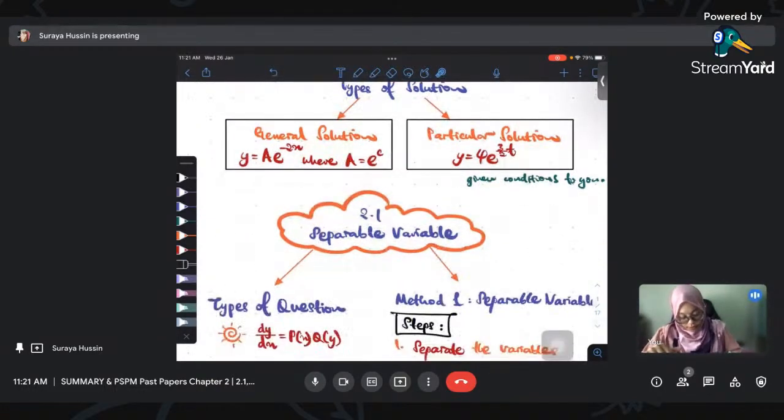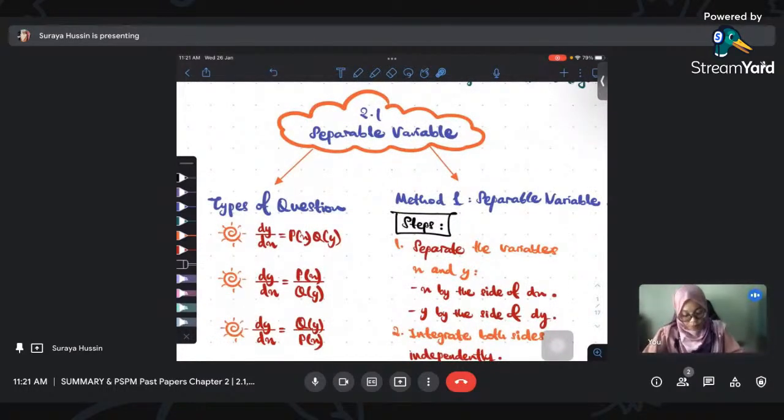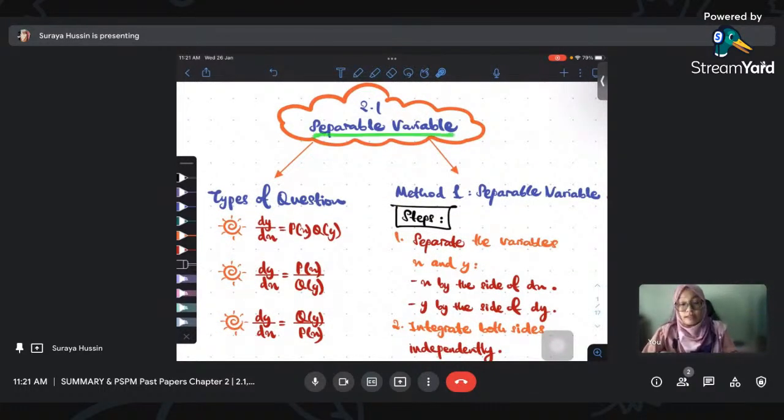Let's go to the first subtopic. First subtopic here is separable variable. Separable variable. Okay, so these are the types of questions that is given to you. Ni contoh je. Contoh-contoh soalan. Kadang-kadang function X darab function Y. Nanti kita akan pergi tengok separable variable punya soalan-soalan lah. So basically, yang ini adalah function X darab function Y. Kadang-kadang certain soalan, function X bahagi function Y. Kadang-kadang soalan lain pula, function Y bahagi function X. Ikut soalan.